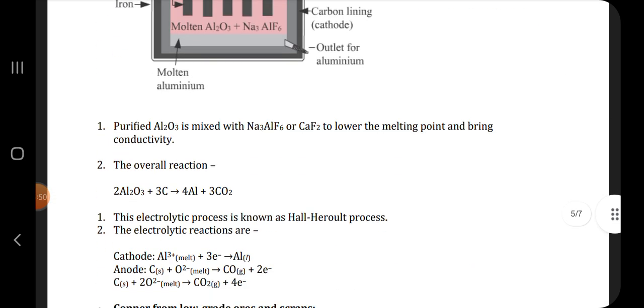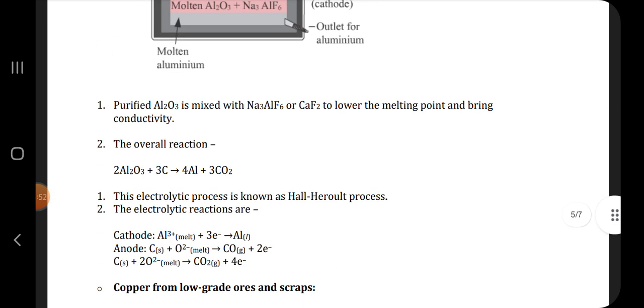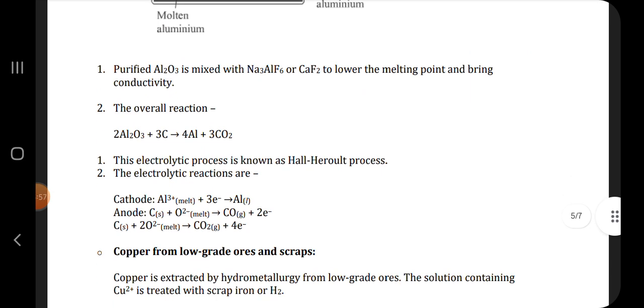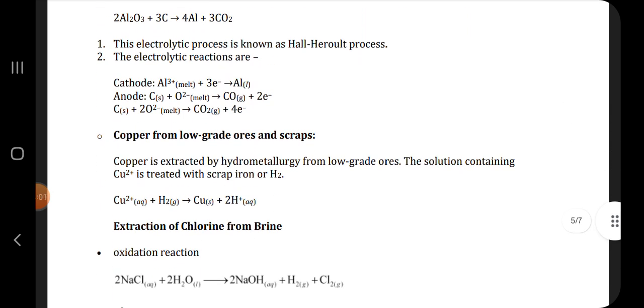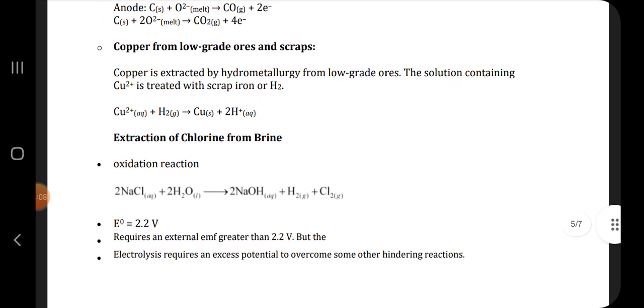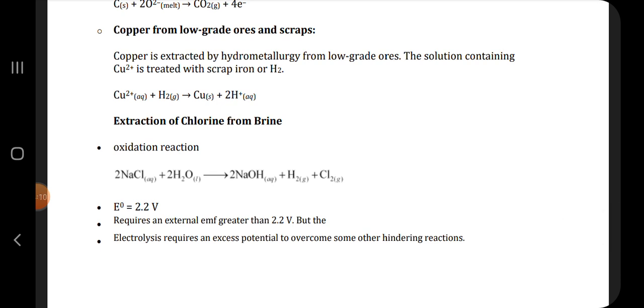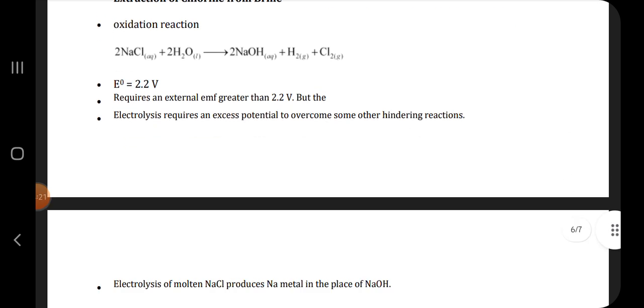Then extraction of aluminium. Purified Al2O3 is mixed with Na3AlF6 or CaF2 to lower the melting point and increase the conductivity. This is the overall reaction. Then the electrolytic process is known as the Hall-Héroult process. Then copper from low-grade ores and scraps. Copper is extracted by hydrometallurgy from low-grade ores. The solution containing Cu2+ is treated with scrap iron or H2.